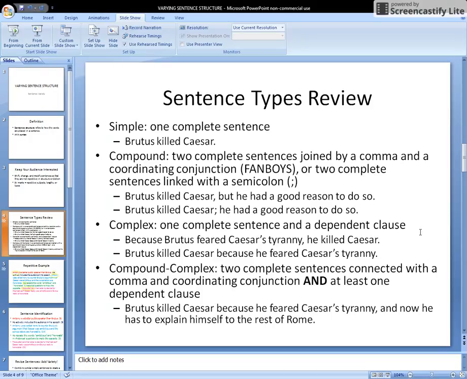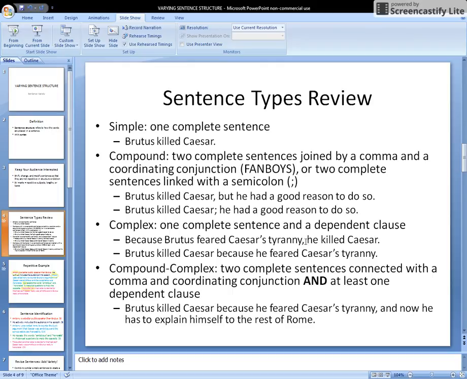Another type of sentence is a complex sentence. It has one complete sentence and also a dependent clause. A dependent clause is essentially a sentence fragment. It is not complete because it relies on an independent clause to make it complete or to make it whole. As in because Brutus feared Caesar's tyranny, he killed Caesar, or Brutus killed Caesar because he feared Caesar's tyranny.